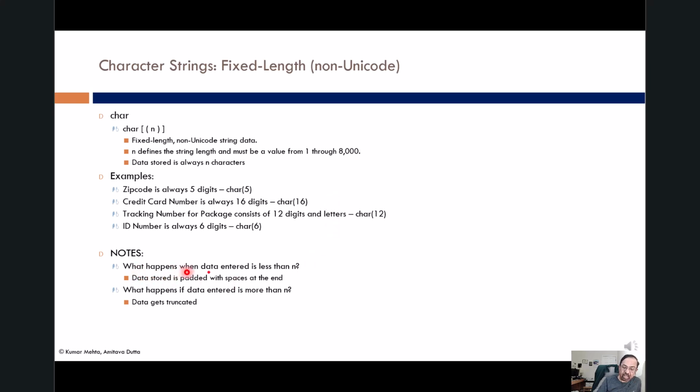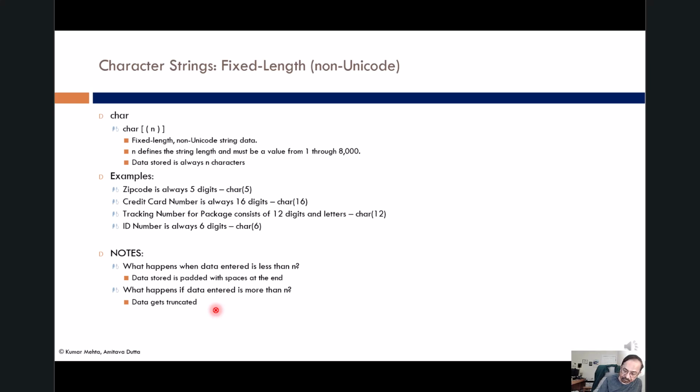So what happens when the data entered is less than n? If I specify an attribute as char 10 and the input that I give is less than 10 characters long, then the data is stored padded with spaces at the end. So I input 7 characters, but I have specified the data type as char 10, then the remaining 3 characters will be padded with blanks. If I enter more than n, so if I specify an attribute as char 5 and I type in 7 characters, the last 2 characters get chopped off. So data gets truncated if I enter a string that's longer than what is specified in the data type.